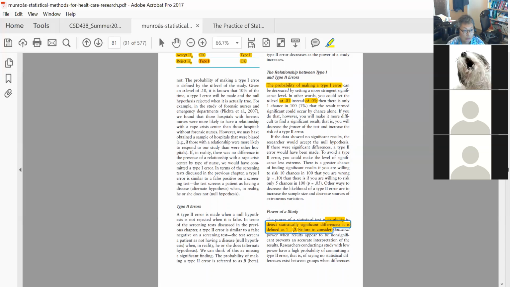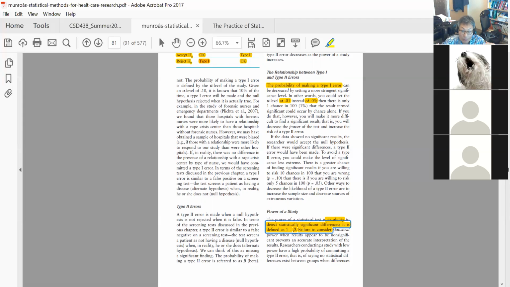So for example, when we conduct a study, I told you it is related to the type 2 error. So if the type 2 error rate is high, right?